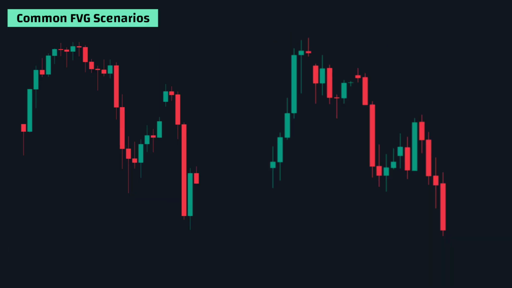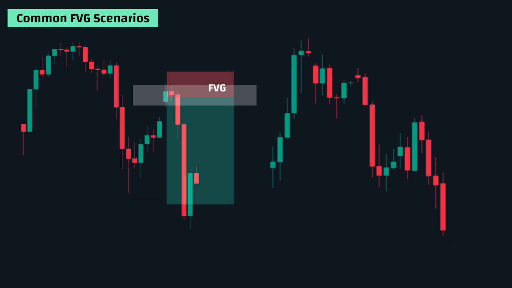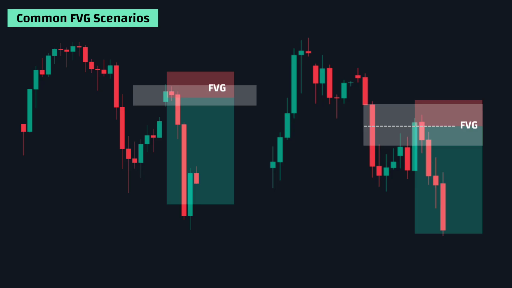In situations where the lower time frame fair value gap is very small, stops may need to be slightly wider to account for normal price fluctuation. When the gap is very large, entries can be refined deeper into the zone or executed using a smaller internal gap to improve risk to reward.